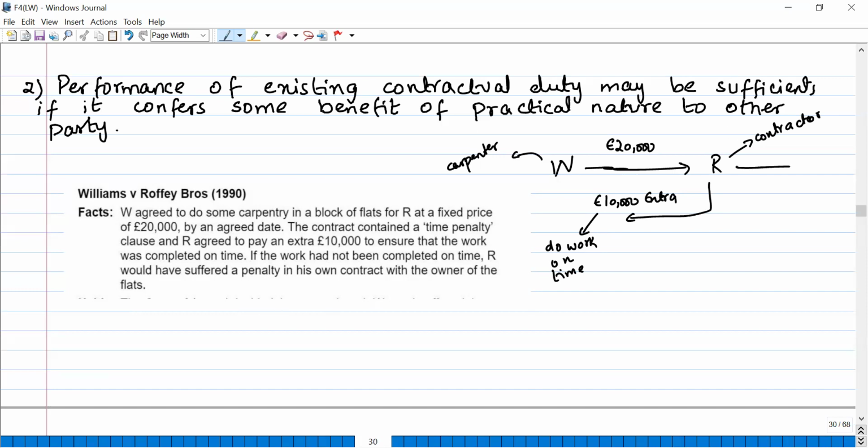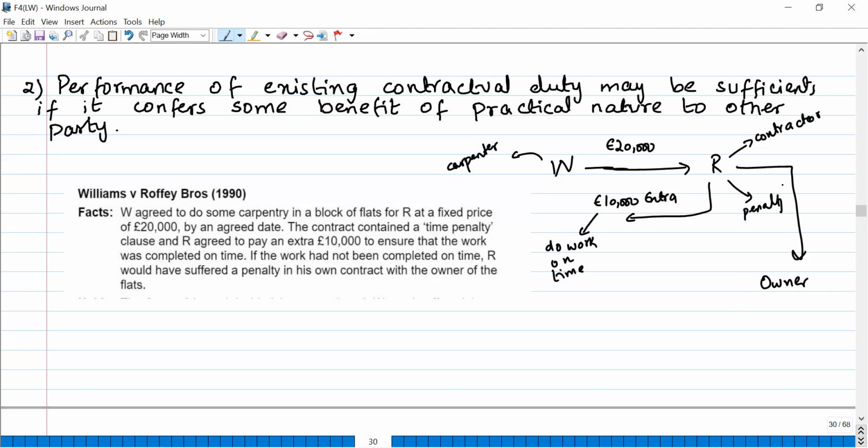R, who was a contractor, had already made a contract with the owner of the flats, and in that contract it was mentioned that if the work was late, then R could suffer a penalty. So this is how the case went.